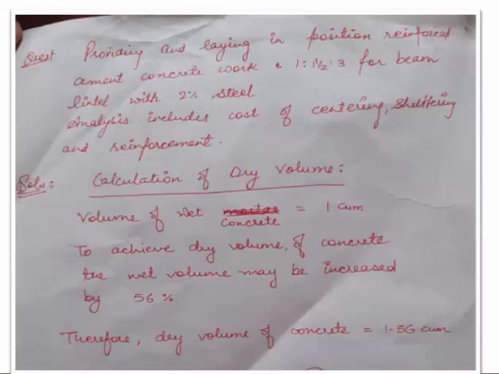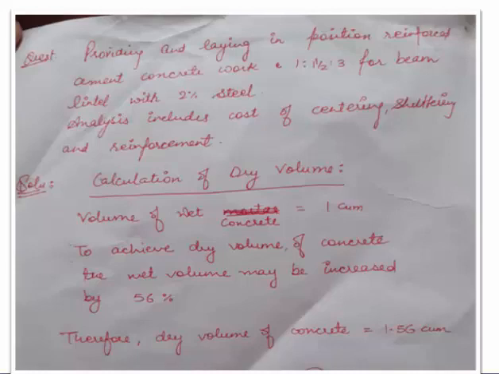So basically students, when you are getting the question in the examinations and you have been given the quantity of the steel to be used as 2% or any percentage, and you have to include the cost of the centering, shuttering and reinforcement, then you have to follow the same pattern as discussed in this lecture.